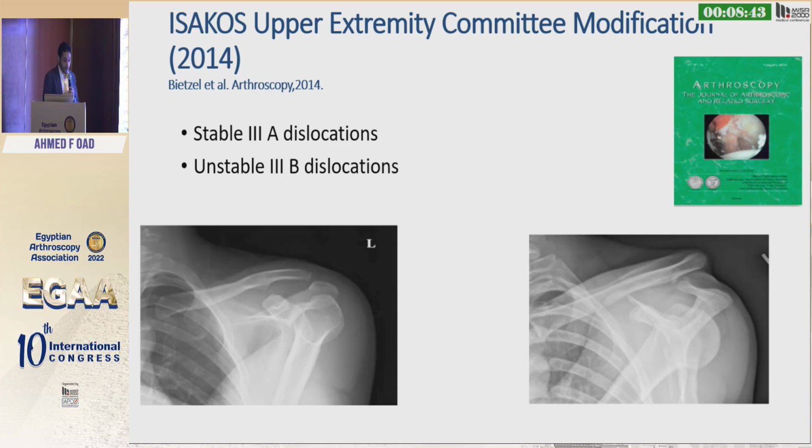This view in particular can help to differentiate between stable type 3 and unstable type 3 dislocations, so further subdividing them into a stable 3A and an unstable 3B dislocation. Here there is no or minimal overlap in the cross-chest abduction view, but here there is severe overlap with posterior displacement of the clavicle on the acromion in the cross-chest abduction view.